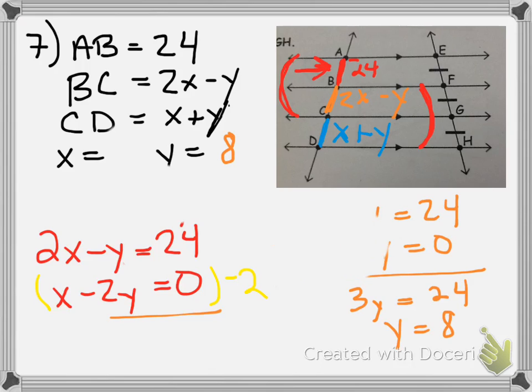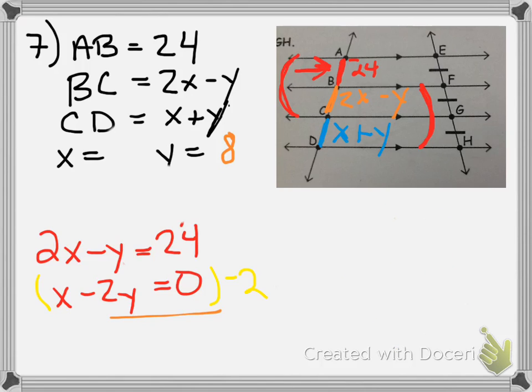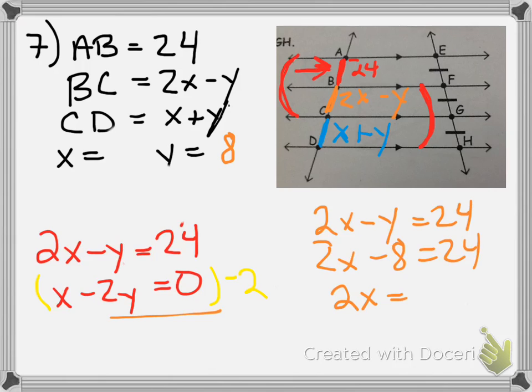Then we're going to plug it back in to get our value for x. So we can do 2x minus y equals 24, and then plug in, so 2x minus 8 equals 24. 2x equals 32, so x is equal to 16. And you can plug those numbers in to verify that it does make each line segment equal to 24.